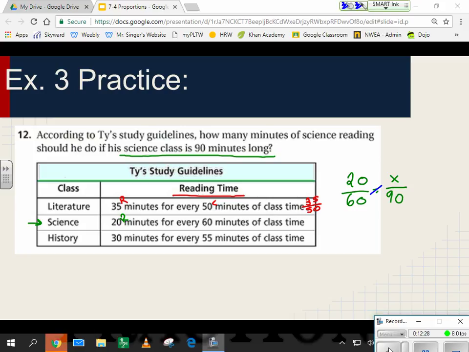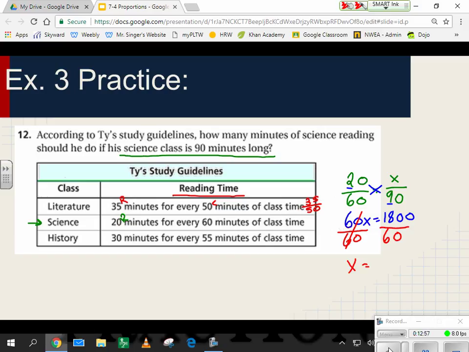So 60 times x, that's going to give you 60x. So there's our coefficient and variable. And 90 times 20, it's basically 2 zeros, and then what's 9 times 2, which is 18. So 1,800. So as we've been doing, we got to get x alone. So we're going to divide both sides by that number next to x, which is 60. What you do to one side, you got to do the other. Bye-bye. So now we're just left with x.